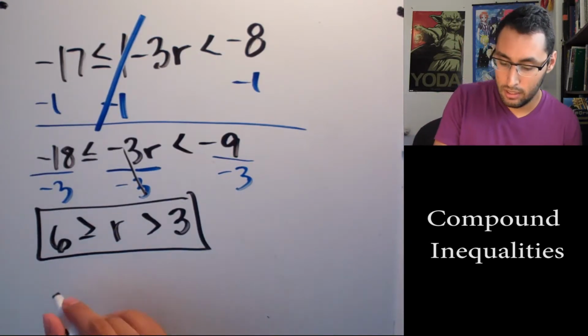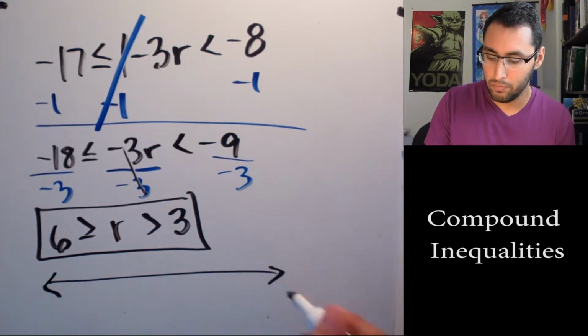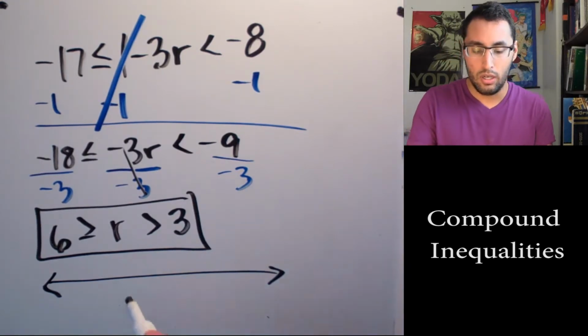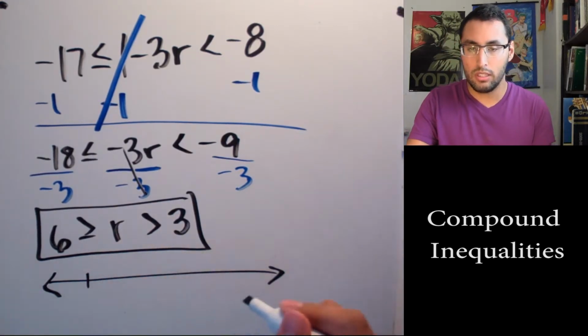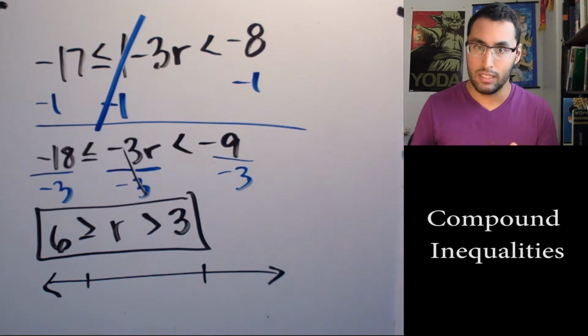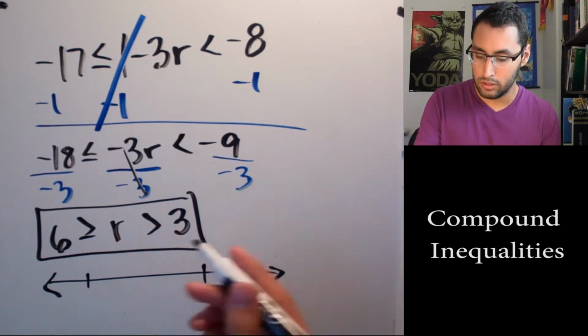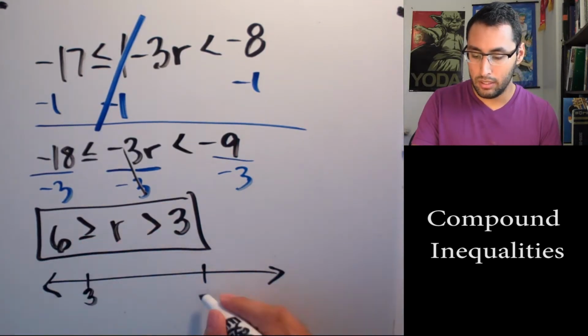Now we have to graph this. So I'm going to draw a number line over here. Okay, and whenever you graph, of the two numbers, put the smaller one on the left, bigger one on the right. That's just simple enough. So smaller of the two is 3, and bigger is 6.